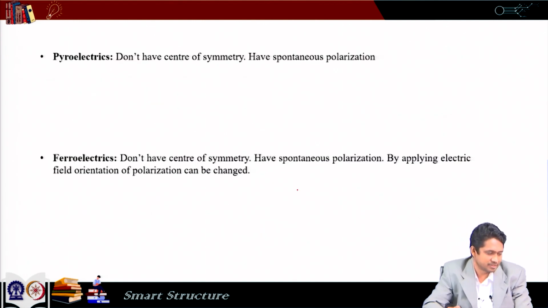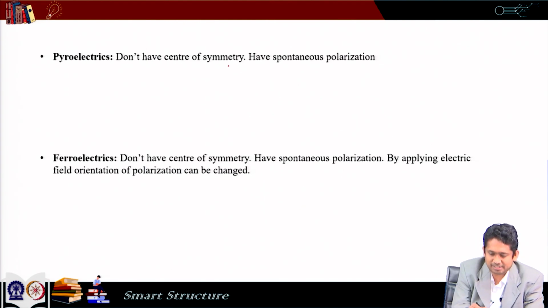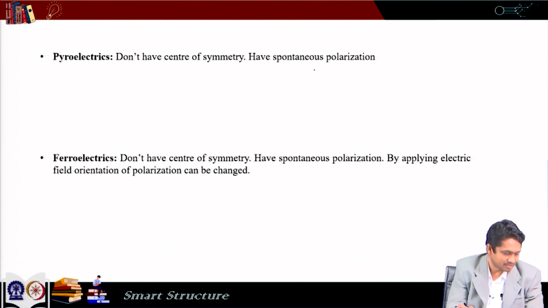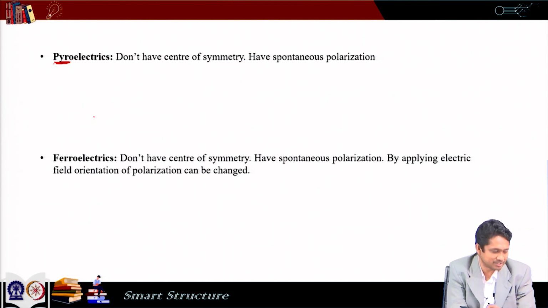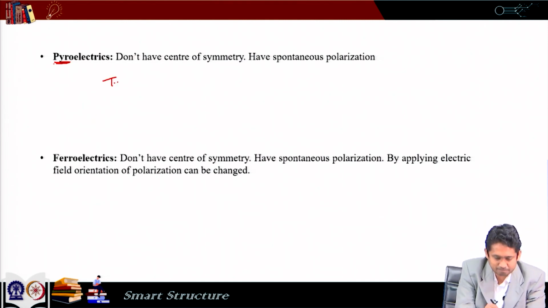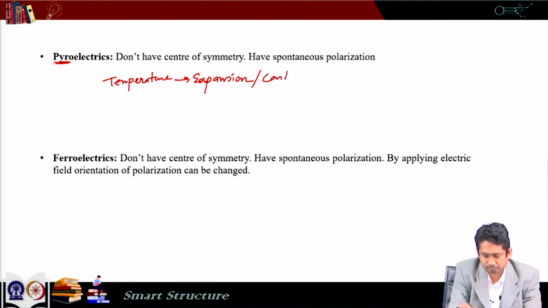Then comes pyroelectric. Pyroelectrics do not have a center of symmetry, but they have spontaneous polarization. So, even if we do not apply any pressure here, they already have some polarization. So, these materials are pyroelectric materials. Now, why is it called pyro? Pyro has something to do with heat or temperature. So, here temperature causes expansion or contraction, which changes the dipole.